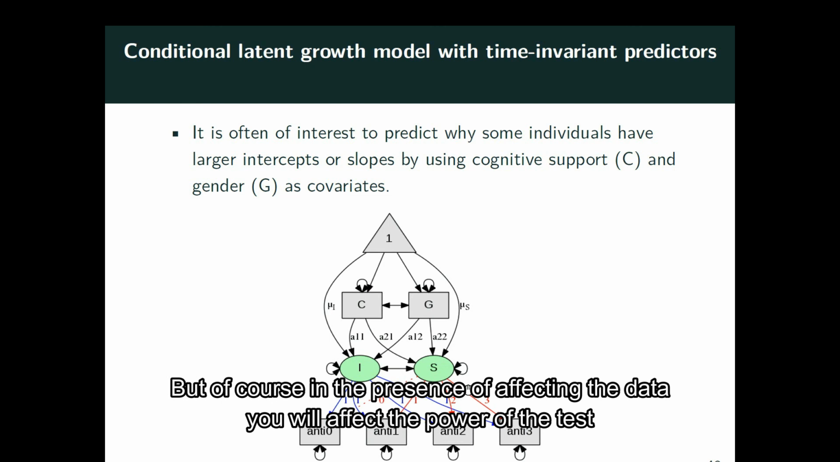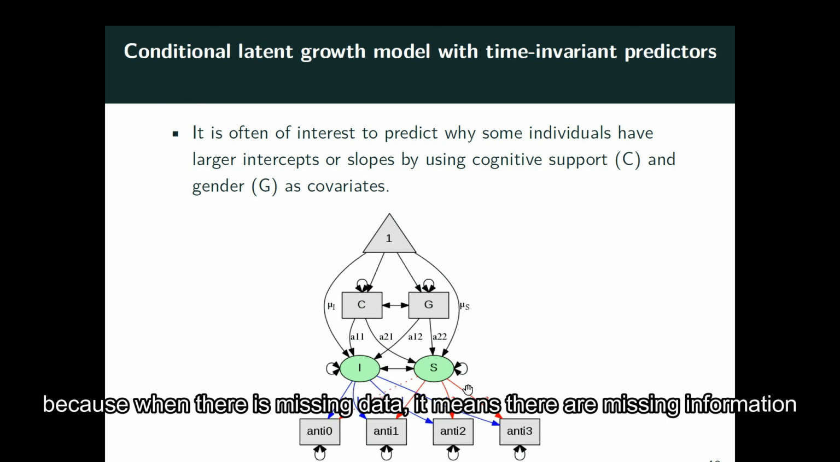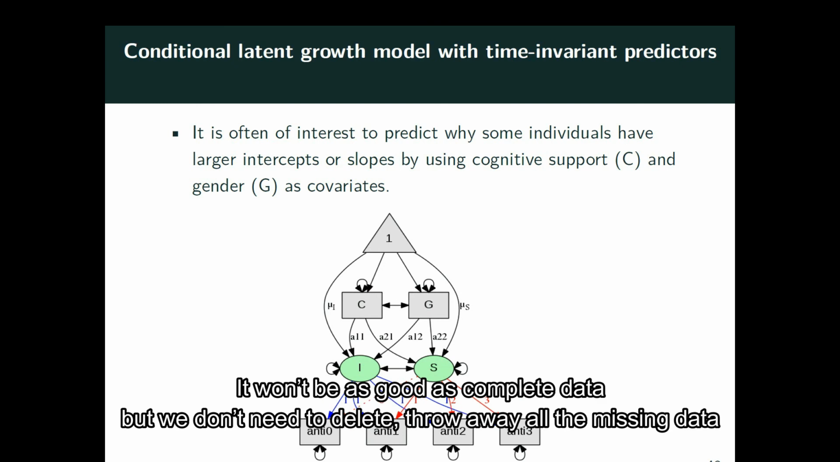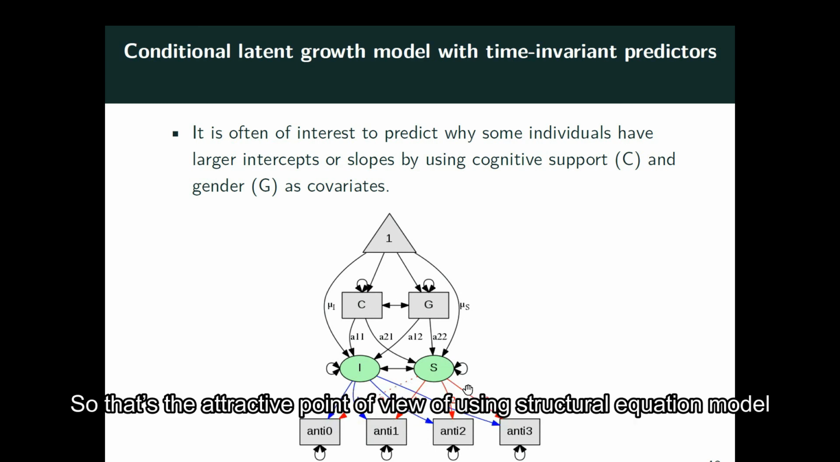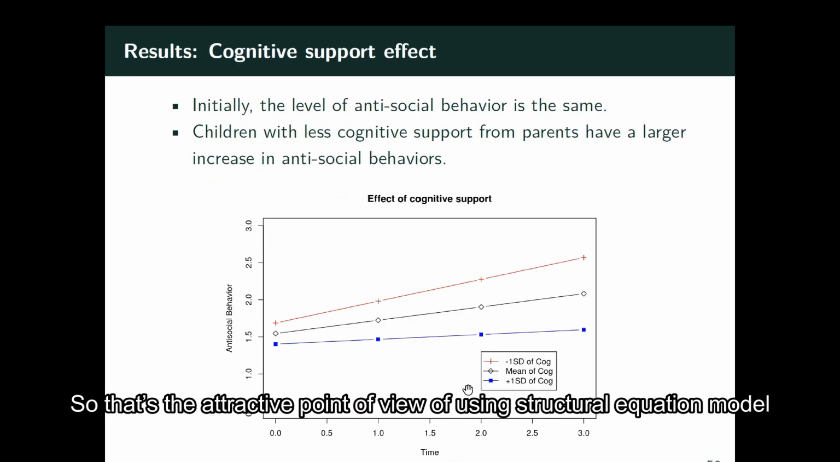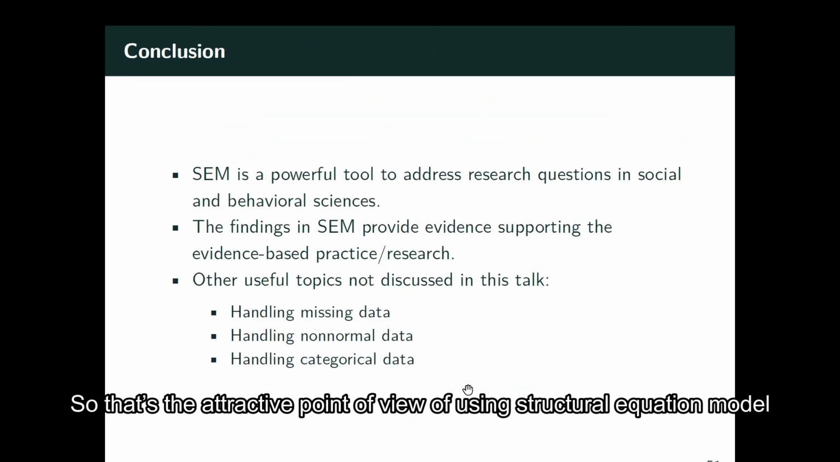But of course, in the presence of missing data, it will affect the power of the test, because when data are missing, it means we are missing information. It won't be as good as complete data. But we don't need to delete or throw away all the missing data. So that's the main attractive point of using the structural equation model.